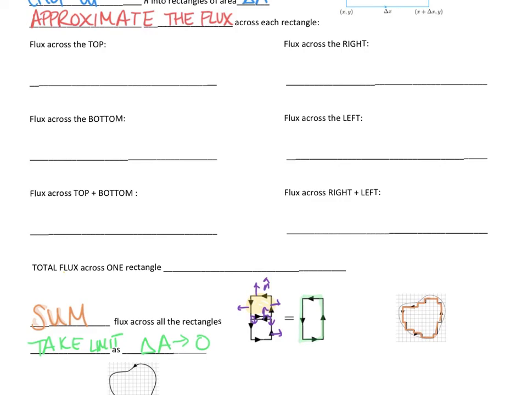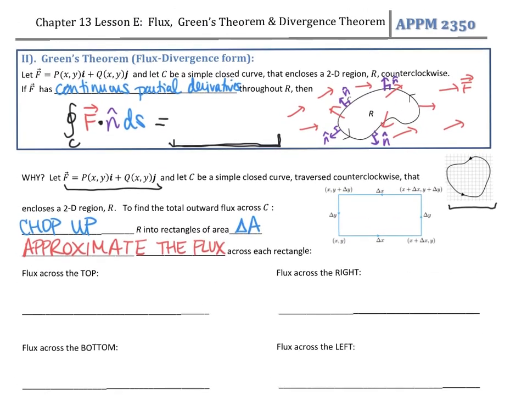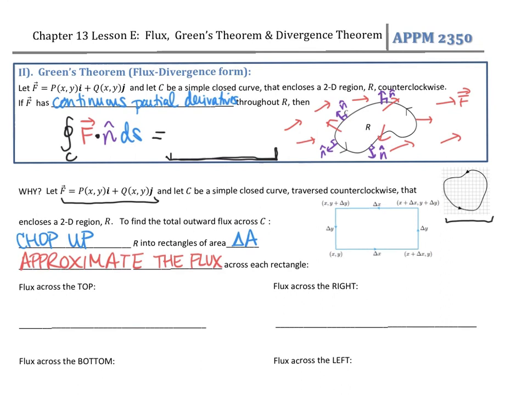So let's go up and calculate the flux across one of these tiny little subrectangles, and then we'll come back to that big picture. The idea is, just imagine this is blown up a little bit. We've taken one tiny little rectangle and blown it up, and that's what I'm now looking at right here. That's this entire little rectangle. And so we're going to approximate the flux across this rectangle. We're going to approximate it across each side.